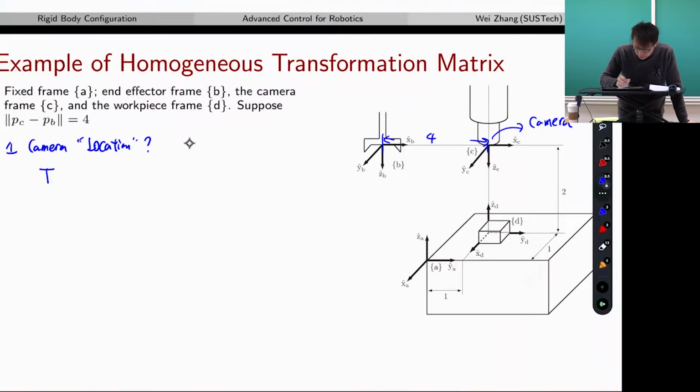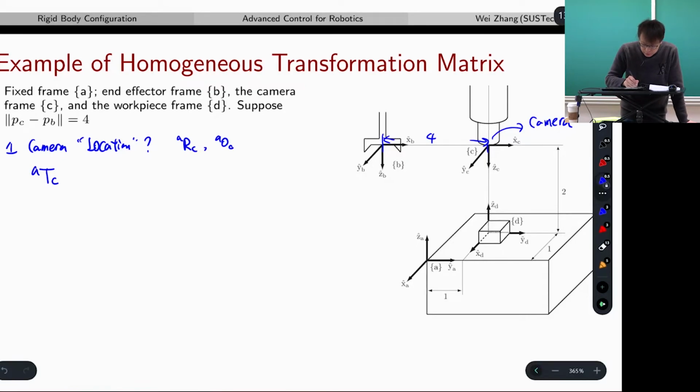That's called C camera, right? You need to know RCA and OCA. You need to know these two things. Typically we write it in the homogeneous transformation matrix format. No matter how I write it, you think about this as a 4x4 matrix of that special form.